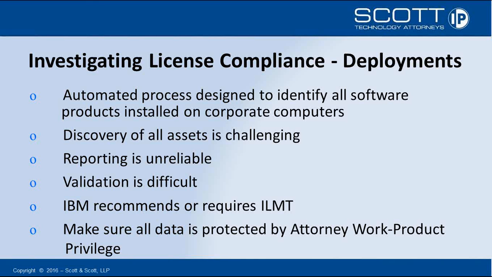So once we understand that discovery of the assets is challenging and the reporting is unreliable and the validation is difficult, and that IBM recommends or requires ILMT when subcapacity licensing is in use, then what are we going to do next? First, we're going to make sure that any of the reports that the customer is preparing internally is protected by the attorney-client privilege, either by working appropriately with in-house counsel or with outside counsel to make sure that those data points are not something that can be discoverable if possible. Now, that's not always possible when there's not an audit or a threat of litigation, but when it is possible, it's helpful to use that process to protect any of the data that are being generated.